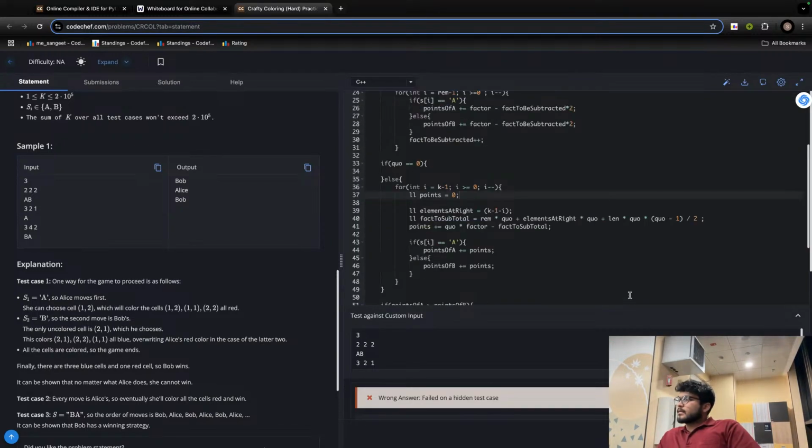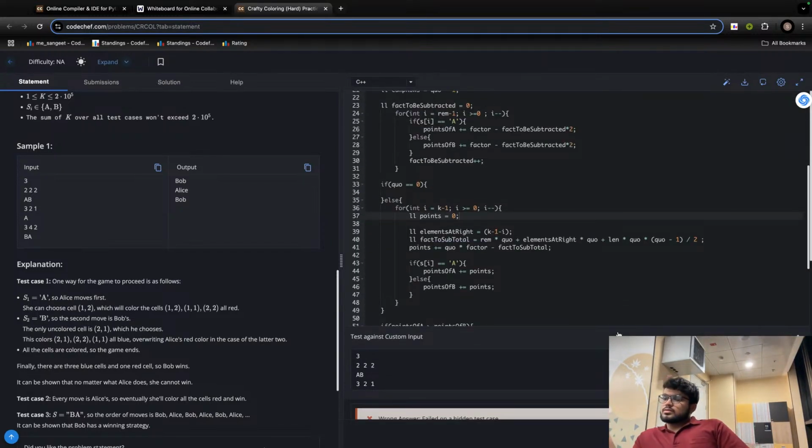Okay, we got the, now, so this remainder into the quotient. Yes, remainder into quotient makes sense. 1 into quotient, yeah, it makes sense. But remainder, yes, it makes sense. Elements at the right, do they make sense? Yes, they do make sense. Why do they make sense?